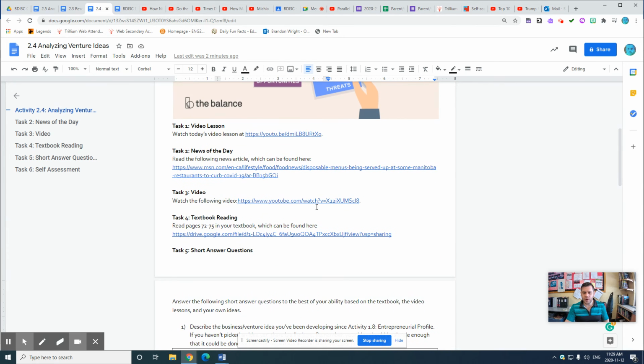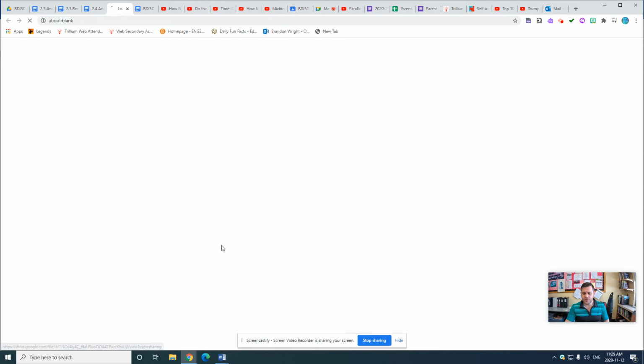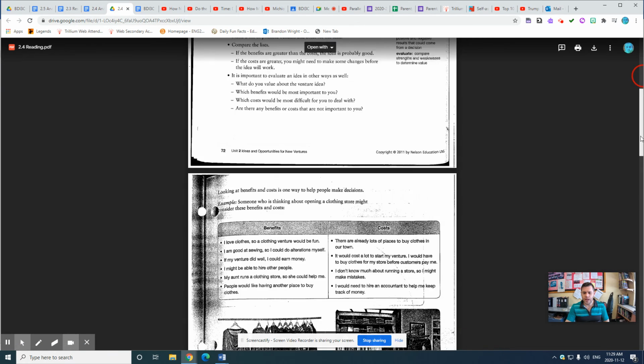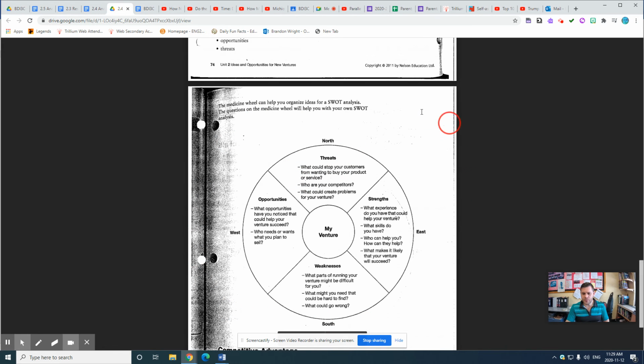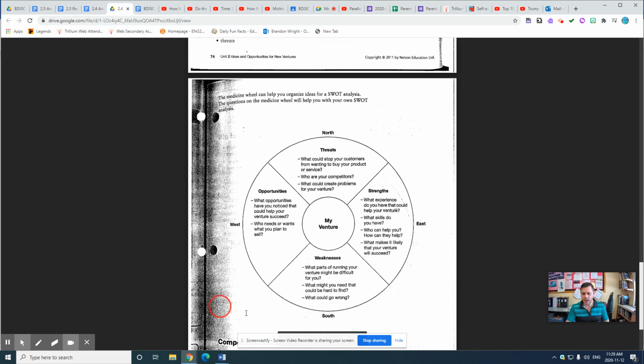And if you're still struggling for ideas, check back on the reading and just try to answer these questions. So this page right here will really help you answer your SWOT analysis. So very important here.